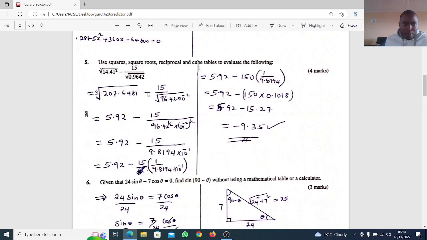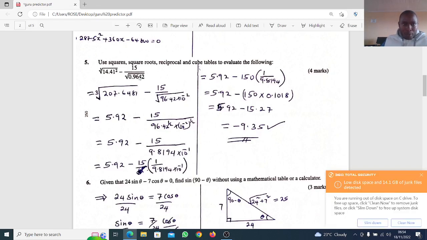Then we cube all that, minus 15, all over the square root of 0.9642. For us to find the square root, we write it in standard form, but it must be in multiples of 2. Because square root is like power of a half, so it must be in multiples of 2. That is why I said it is 96.42 times 10 raised to the power negative 2. So that we are now able to find the square root of this from the table, and that gives you 9.8194.